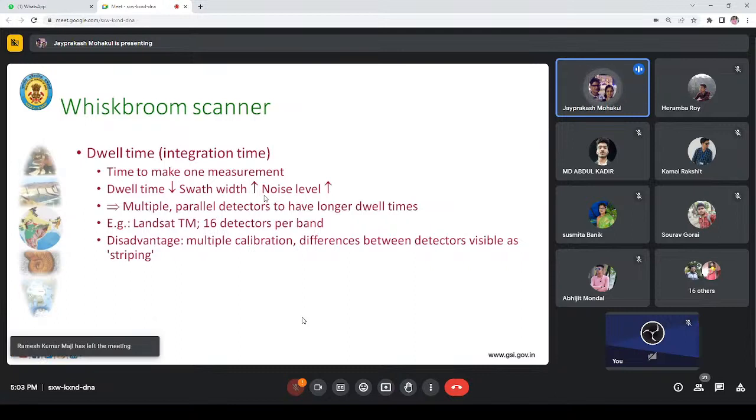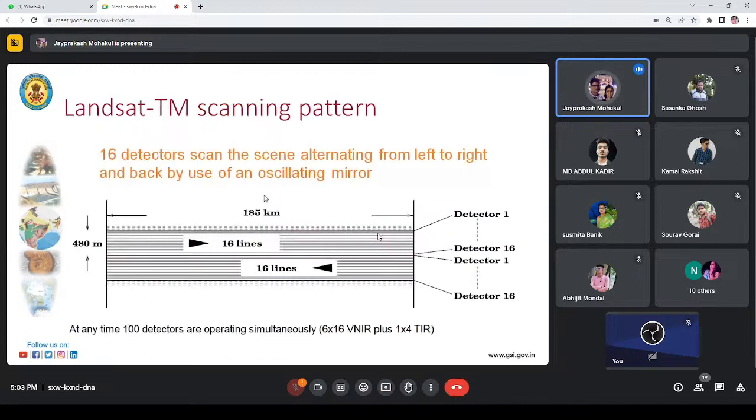One of the major differences, or disadvantage you can say, of the whisk-broom channel is the dwell time: how much time the detector stays on a particular ground pixel. It is less in comparison to the linear imaging sensor, because it has to cover the entire line by swinging the mirror. So it has less time to record the data, and the energy level recorded often becomes less, right?